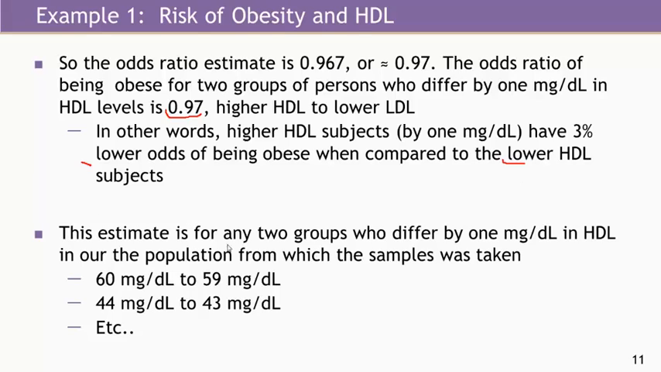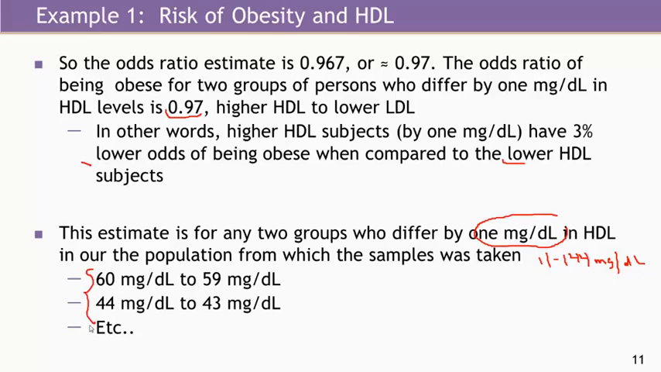And this estimate is for any two groups who differ by 1 milligram per deciliter in HDL in our population from which the sample was taken. And it only applies to the HDL values we saw in the data set. We saw a range, an extreme range, of 11 to 144 milligrams per deciliter, and for any 1 unit difference in that range, this odds ratio describes the relative odds of obesity.